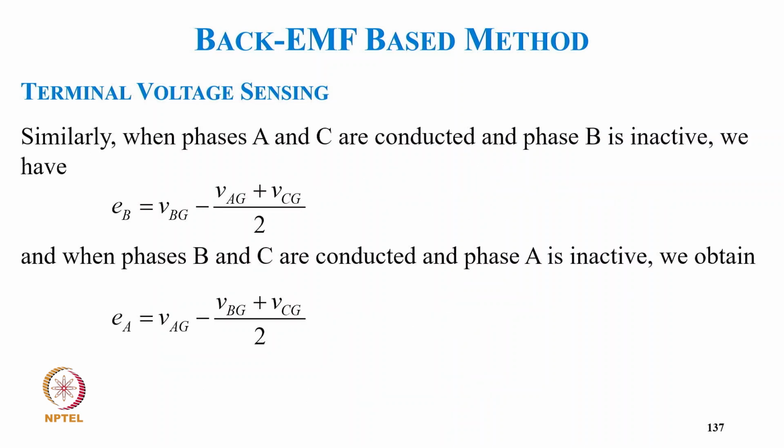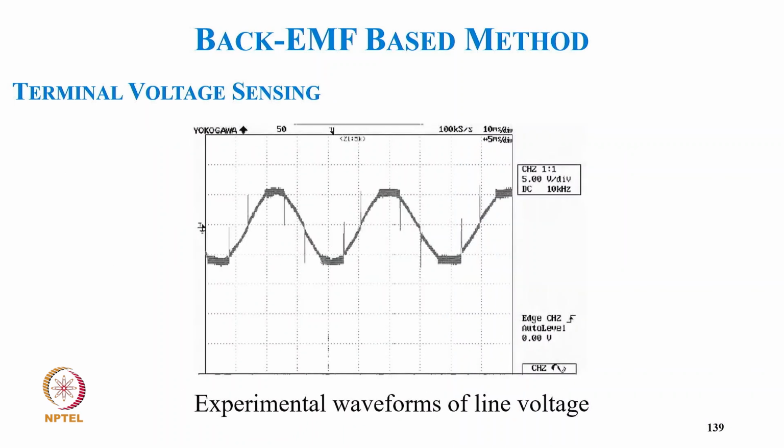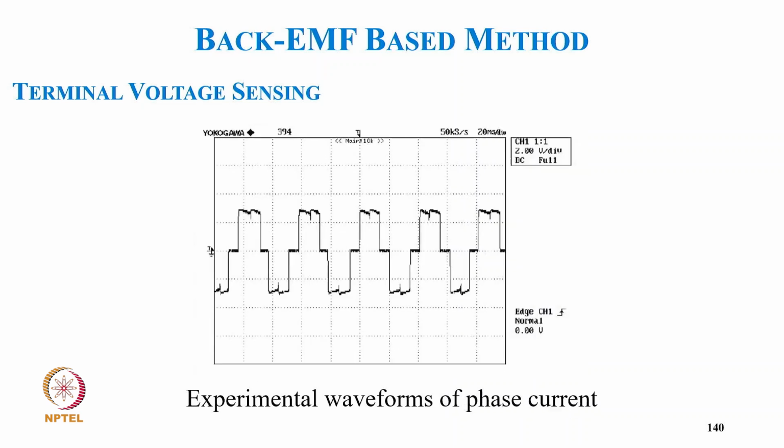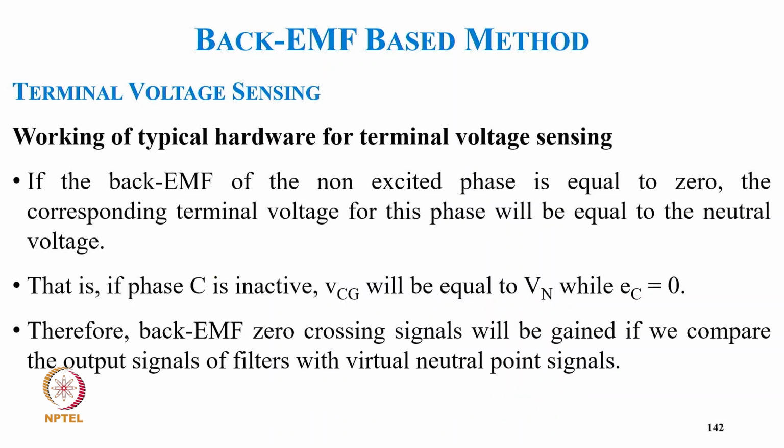Similarly, when phases A and C are conducting and phase B is inactive, we get EB equal to VBG minus (VAG plus VCG) by 2. And when phases B and C are conducting and phase A is inactive, we get EA equal to VAG minus (VBG plus VCG) by 2. And this is typically the experimental waveform of phase voltage, and this is the experimental waveform of line voltage, and the experimental waveform of phase current, and these are typically the terminal voltage sensing back EMF zero crossing point detector.